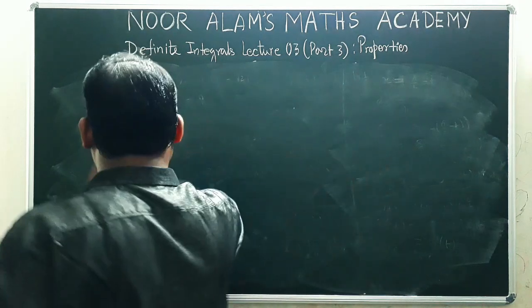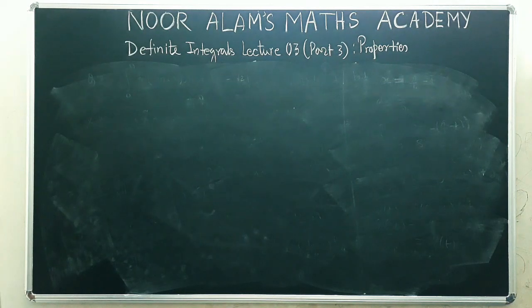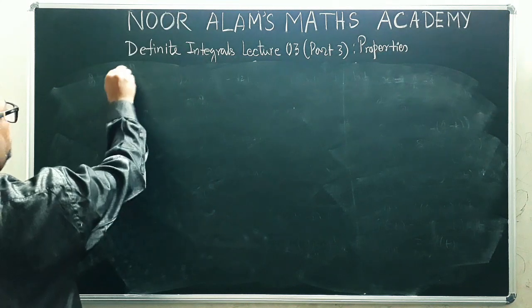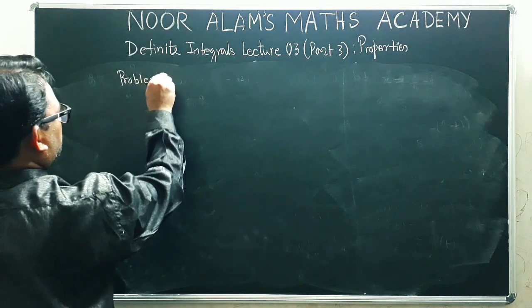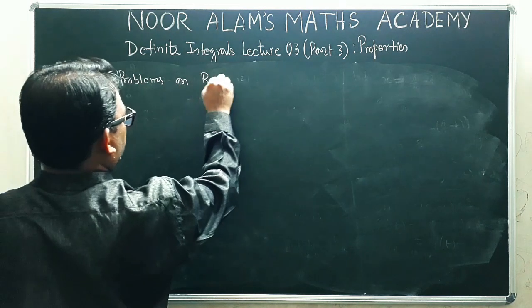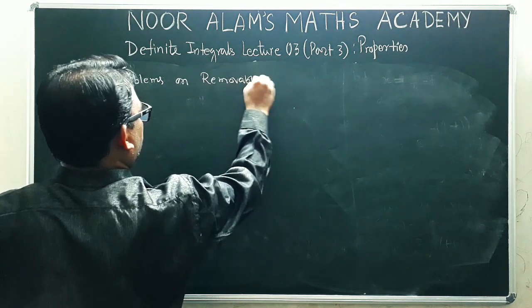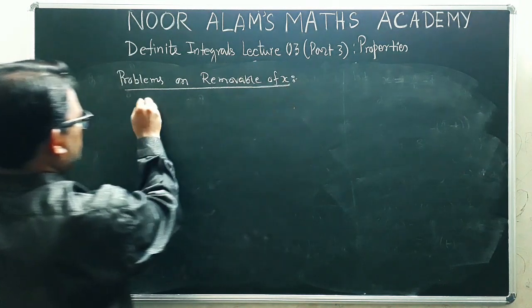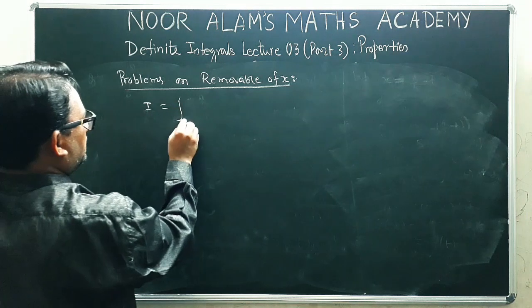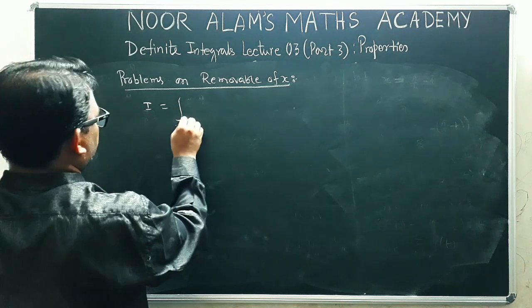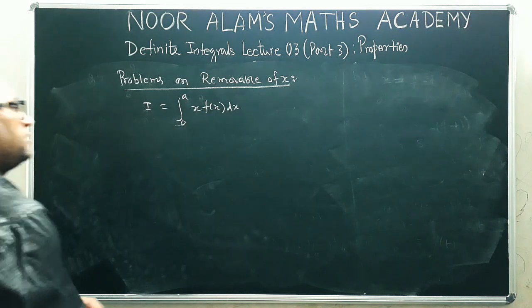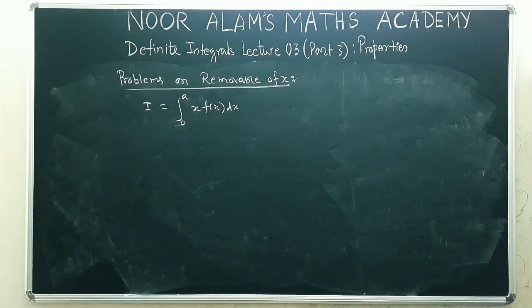Next is based on property 5 and property 4. Based on properties 4 and 5, it is called problems on removal of x. In this type of problem, the integration is basically given like this: integral from 0 to a of x f(x). This property is generally given as integration of x f(x) from 0 to a.